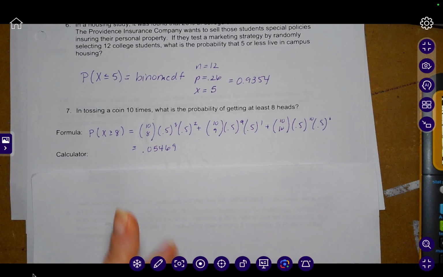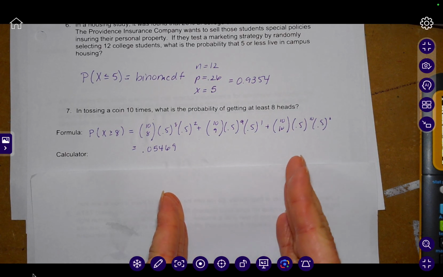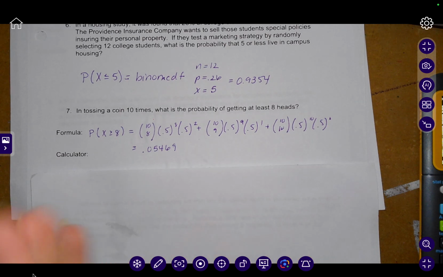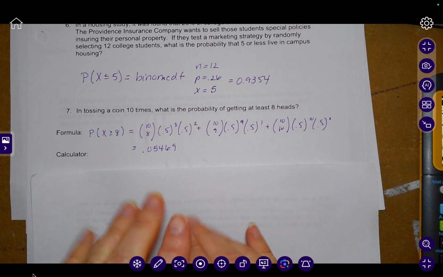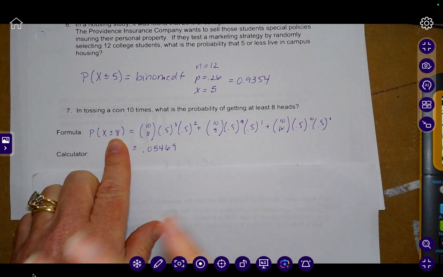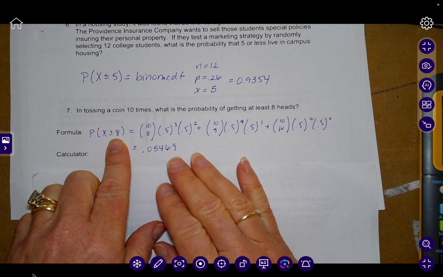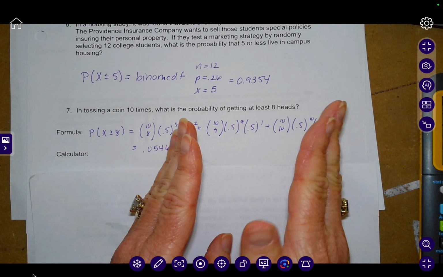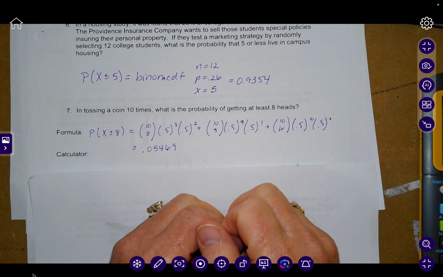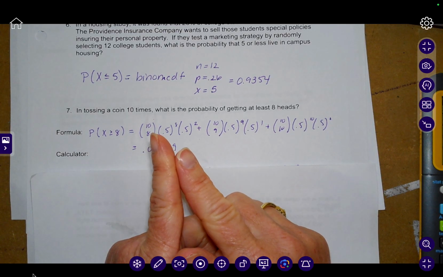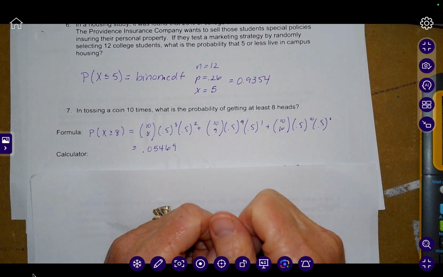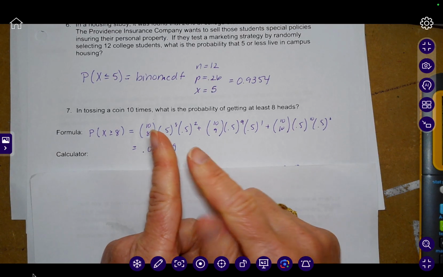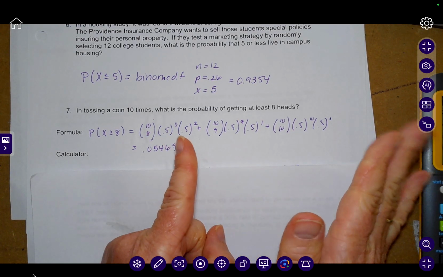Your only options with the calculator are the PDF or the CDF function. They don't give us anything else. Remember, the CDF always goes 0 up to the number that you want. PDF is just equal to; it only gives you the one value. So here I want 8 or more heads. I could do the PDF of 8 plus the PDF of 9 plus the PDF of 10. However, it's easier to recall that all the outcomes in the sample space have to add up to 1. So do 1 minus what you don't want.